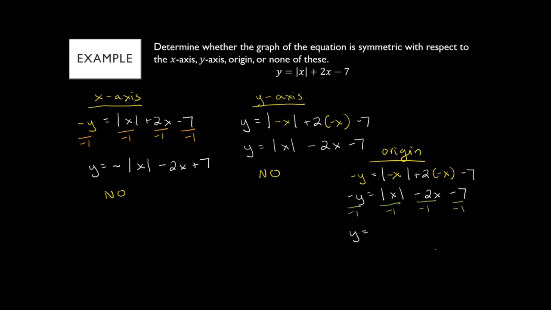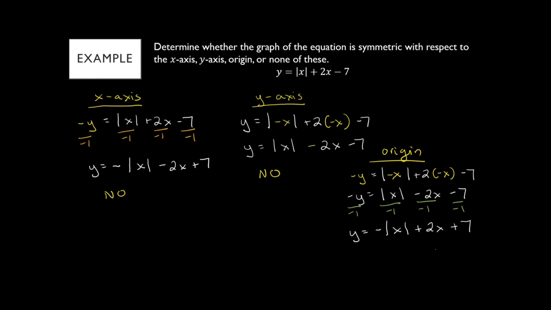So I get y equals, now we've done this work before. We know that negative is going to go in front of the absolute value. Then we have a negative 2x divided by negative 1. That's a positive 2x. And then we get a positive 7.